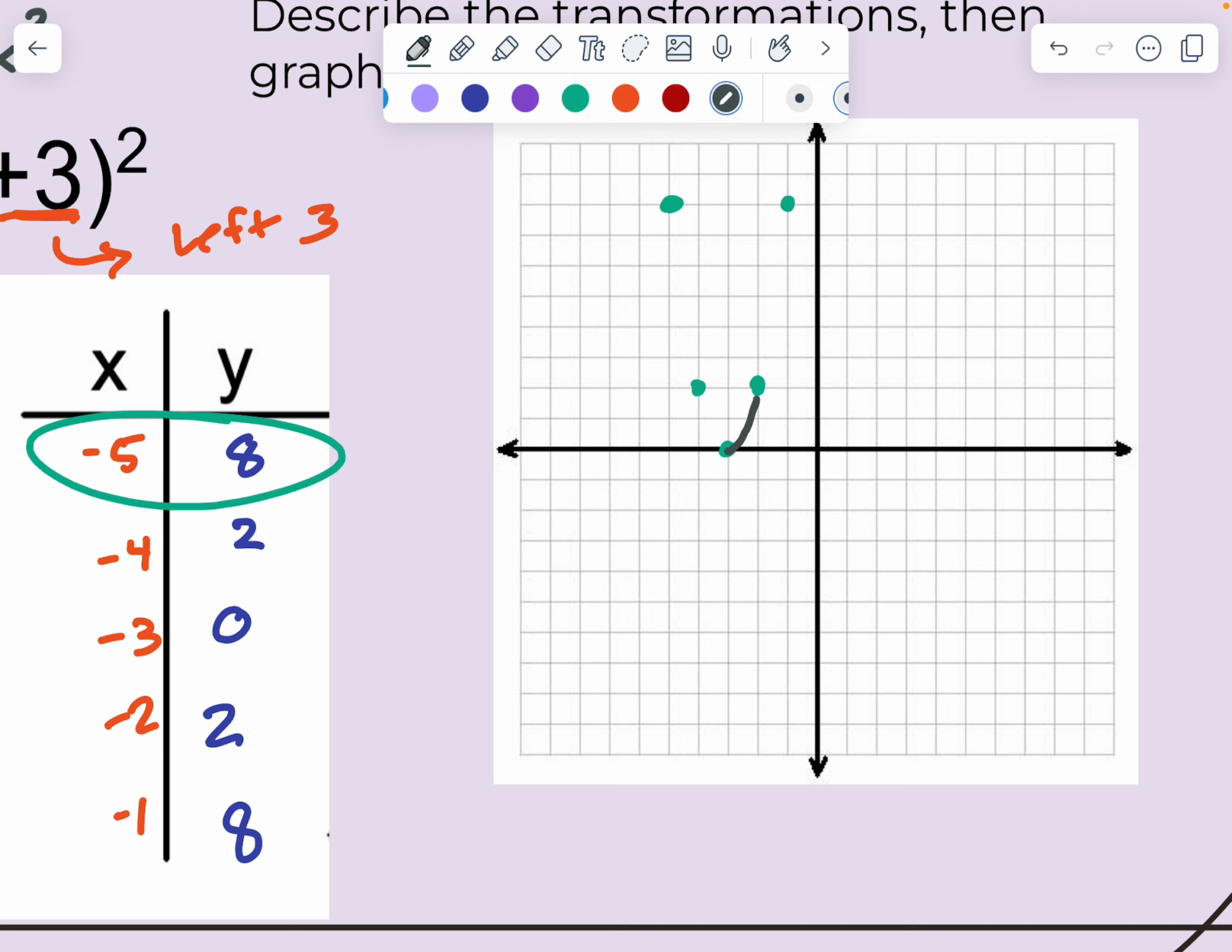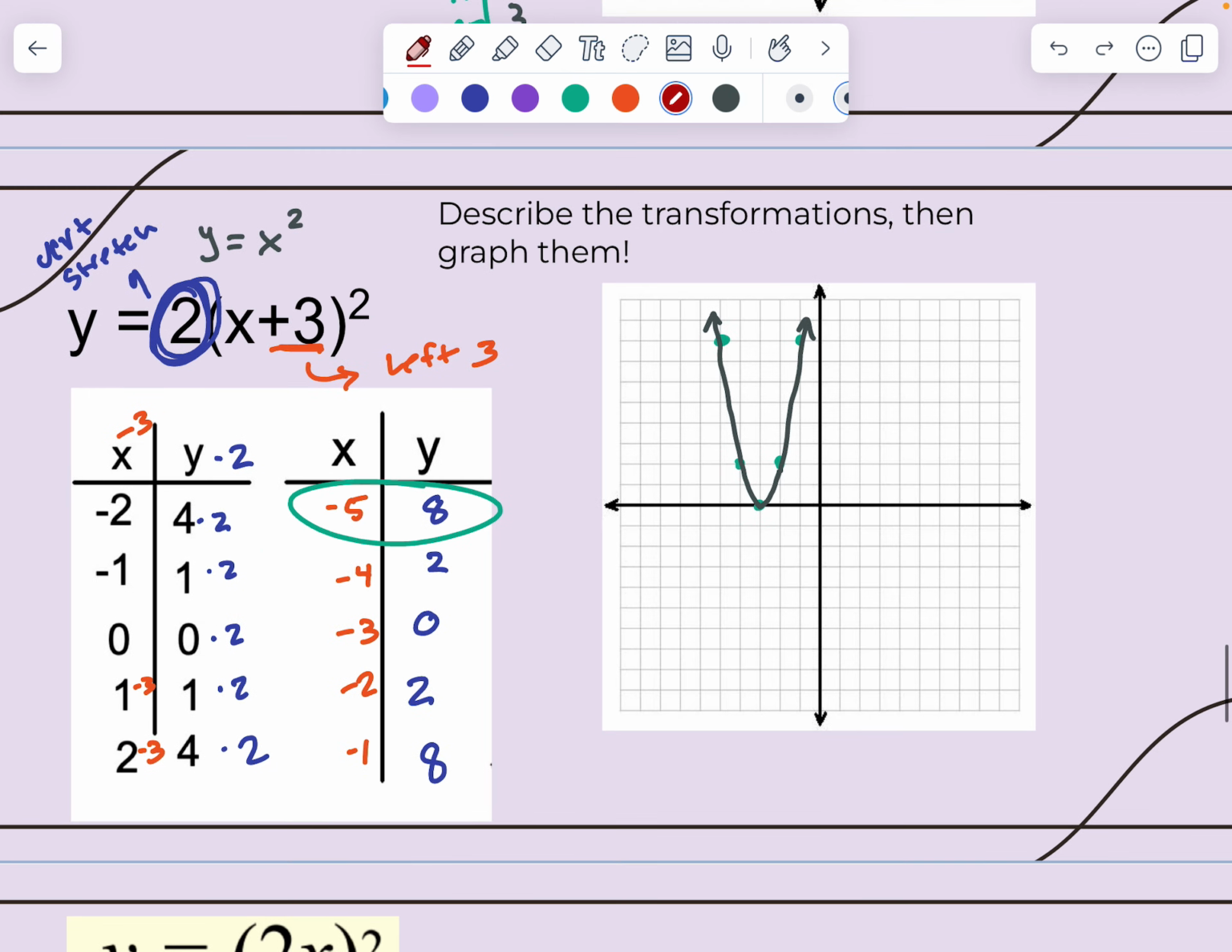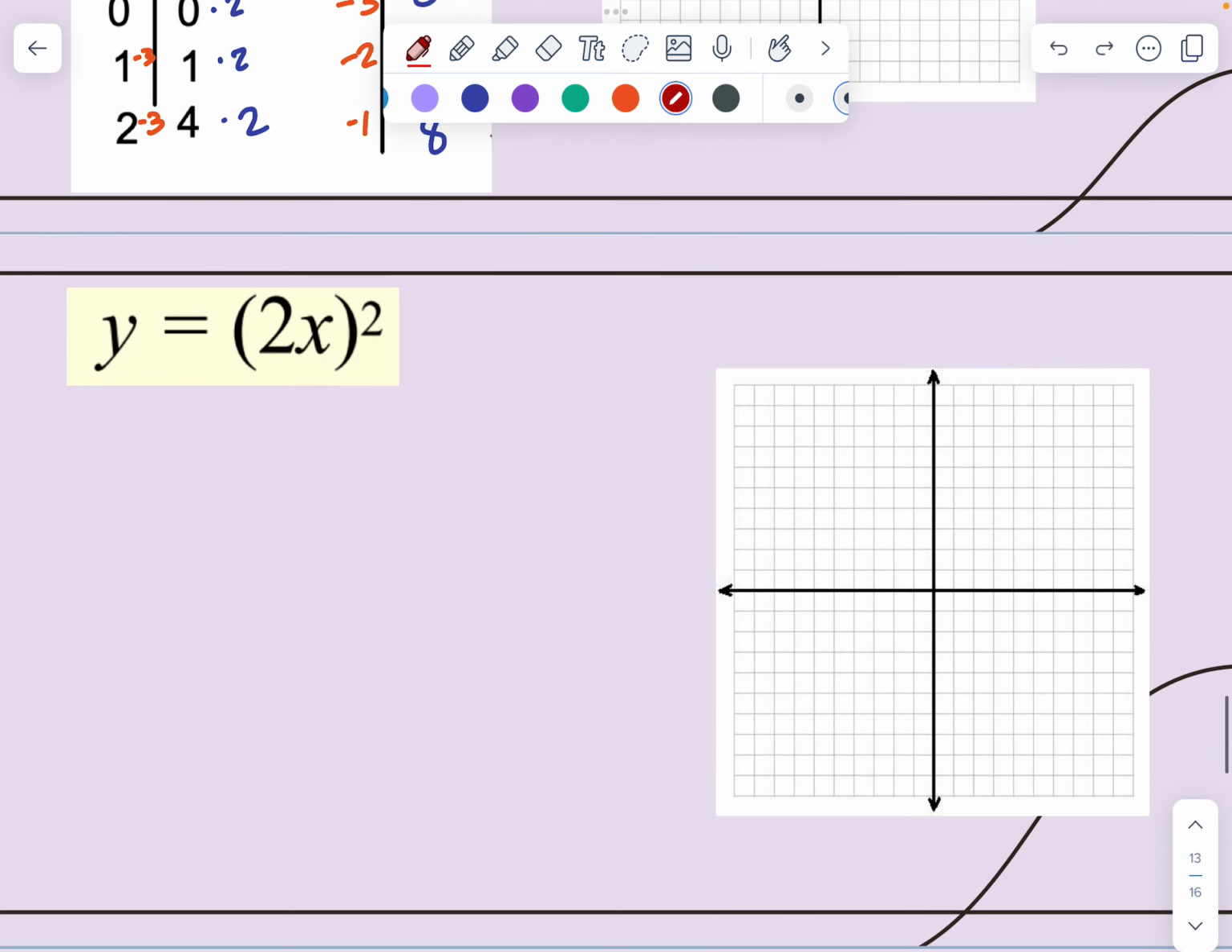There is my moved function. We took our parent parabola, which looks something like that. We pushed it left 3, and then we pulled it vertically by a factor of 2. Tables for me just help me stay organized. So I'm going to skip over this. I don't think I'm going to record me doing this. Again, I'll put it in the completed notes if you want to see it.